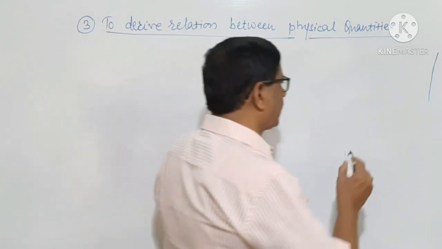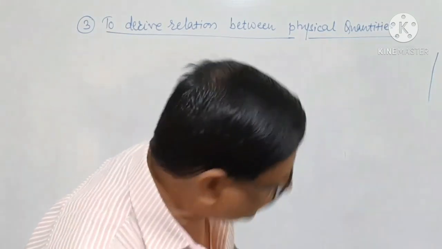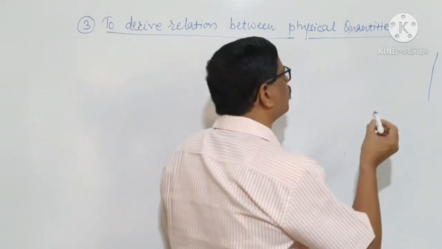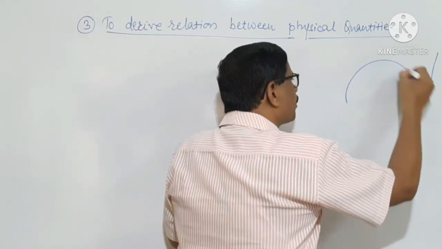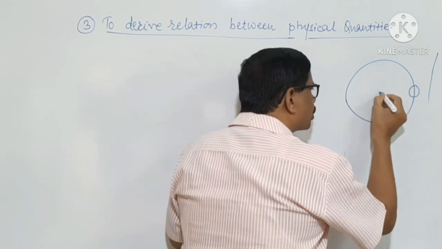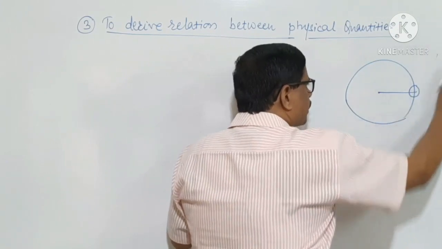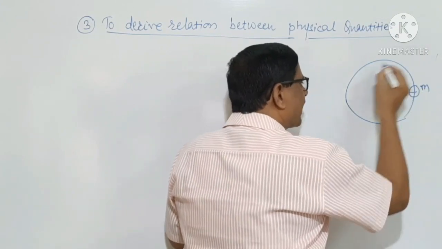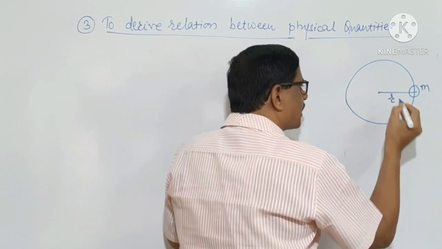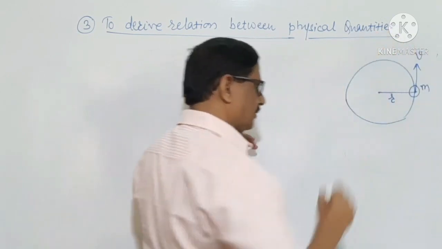We know that motion of a particle along the circumference of a circle is called circular motion. Let us consider an object performing circular motion along the circumference of a circle. This is an object of mass m moving along the circumference of a circle of radius R with a constant linear velocity v.